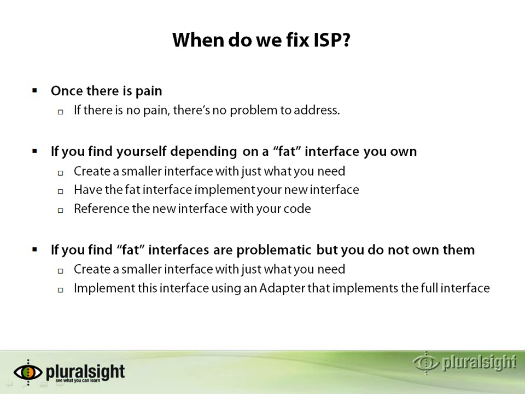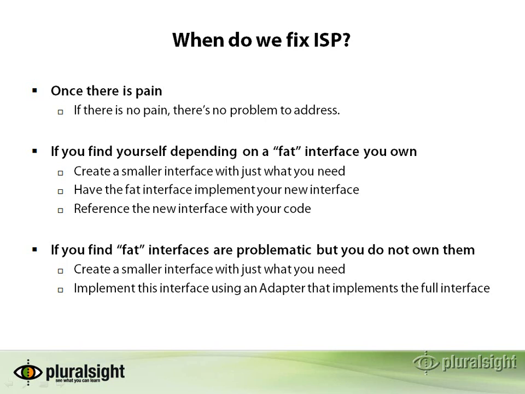However, if you find yourself depending on a fat interface that you own, and this is causing problems because of the dependencies involved, the best thing to do is to create a smaller interface that has just what the client needs, have the fat interface implement this new interface, as we just did with our demo, and then reference the new interface within your client code, ignoring the fat interface now.